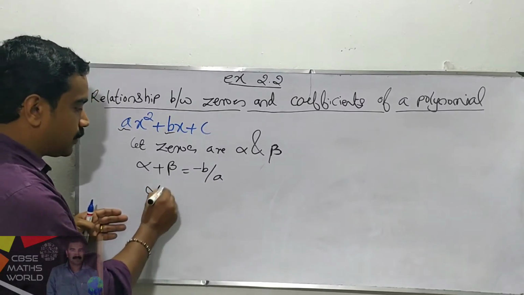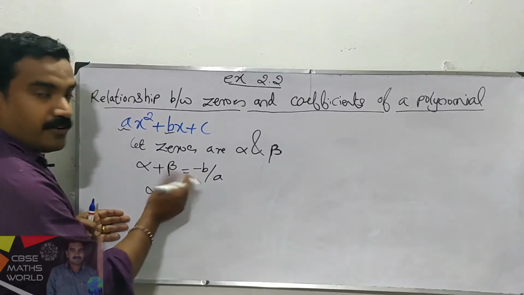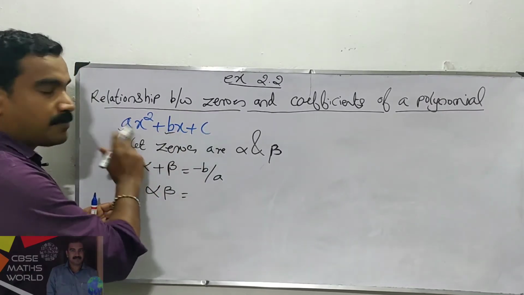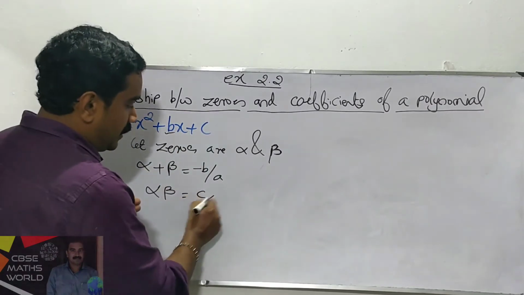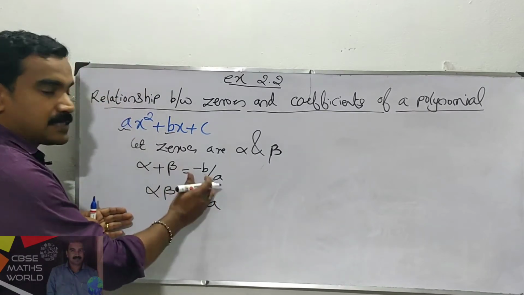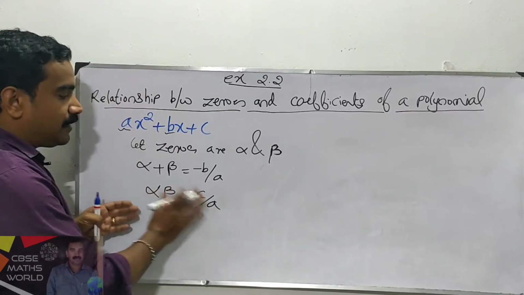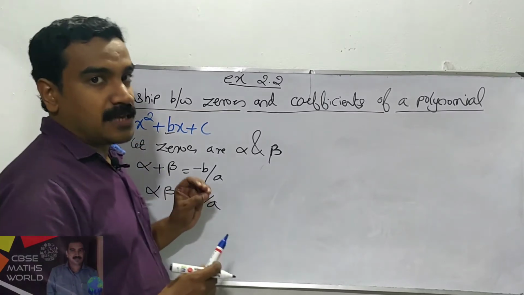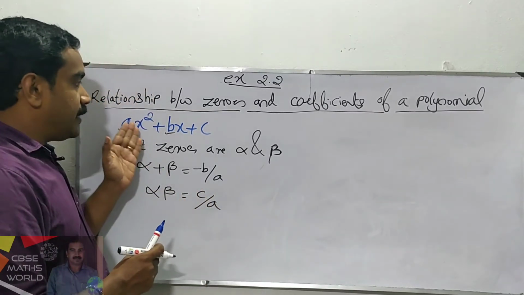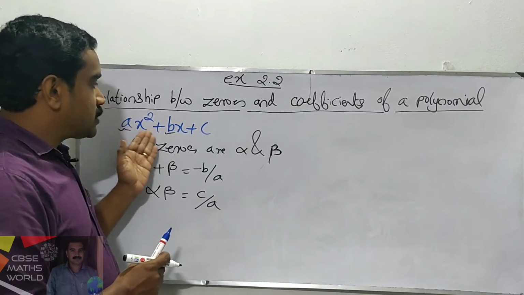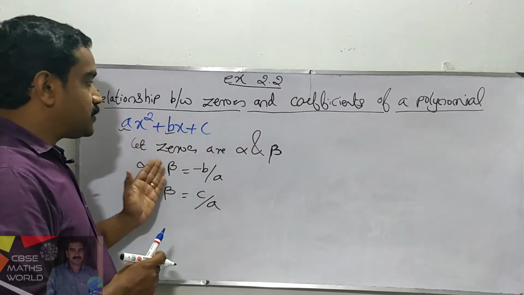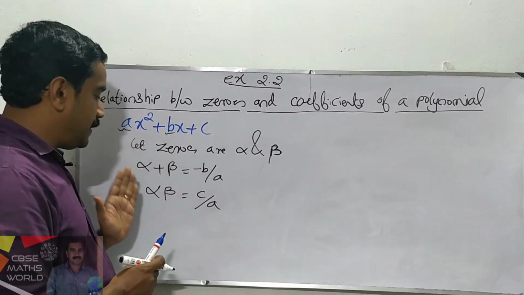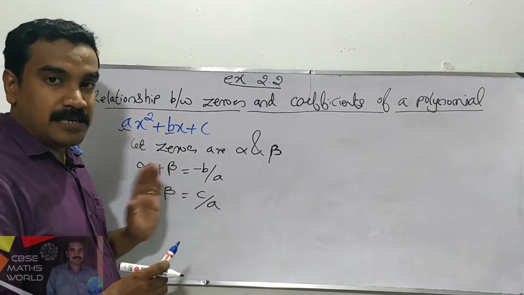And the product of zeros, alpha into beta. What is the product of zeros? The product of zeros is the constant by the coefficient of x square, that is c by a. So alpha plus beta is minus b by a and alpha beta is c by a. This is the relationship between the zeros and coefficients of a polynomial. For a second degree polynomial ax square plus bx plus c, let the two zeros be alpha and beta. Then alpha plus beta is minus b by a, and alpha into beta is c by a.